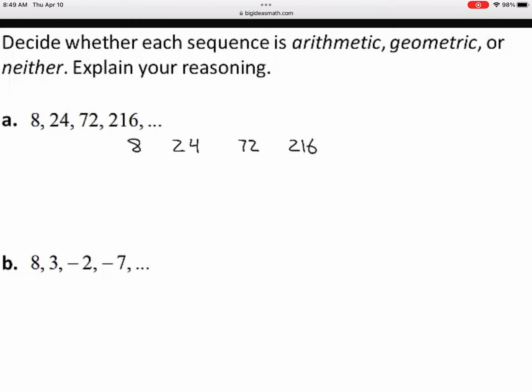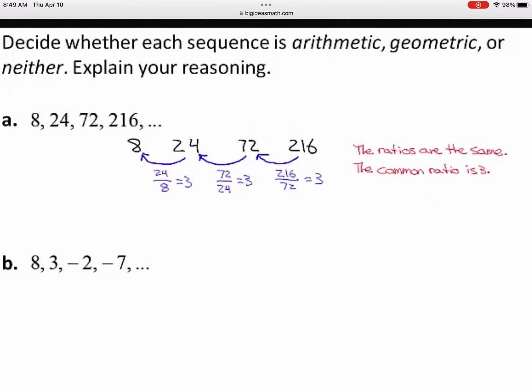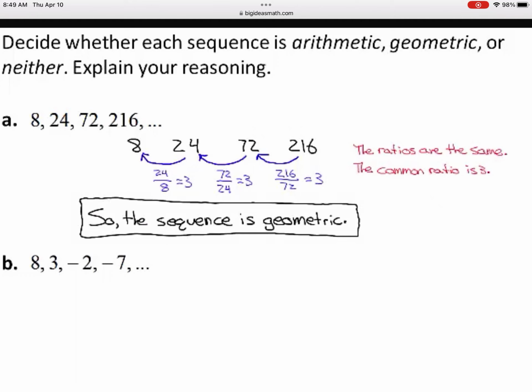The ratio between 8 and 24 is 24 divided by 8, or 3. The ratio between 24 and 72 is 72 divided by 24, or 3. And the ratio between 72 and 216 is 216 divided by 72, or 3. The ratios are the same. The common ratio is 3, so the sequence is geometric.